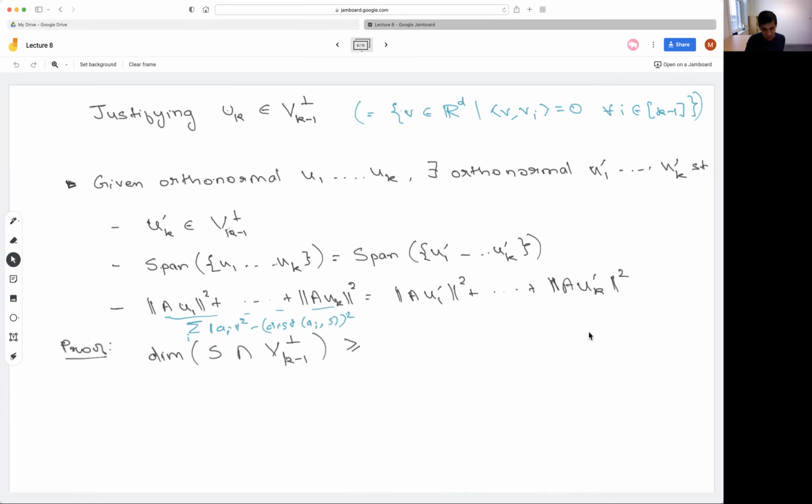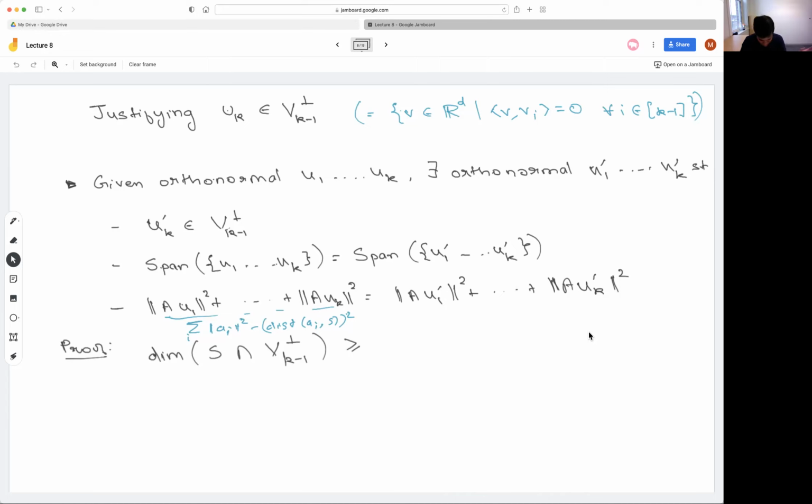And as long as the subspace S spanned by u1 to uk and u1 prime to uk prime are the same, the distances are the same, and so these quantities are both equal. It doesn't matter as long as they span the same thing. So all we need to worry about is saying that there exist u1 prime to uk prime which are orthonormal and span the same set as u1 to uk. Additionally, uk prime lies in this special space Vk minus 1 perp.